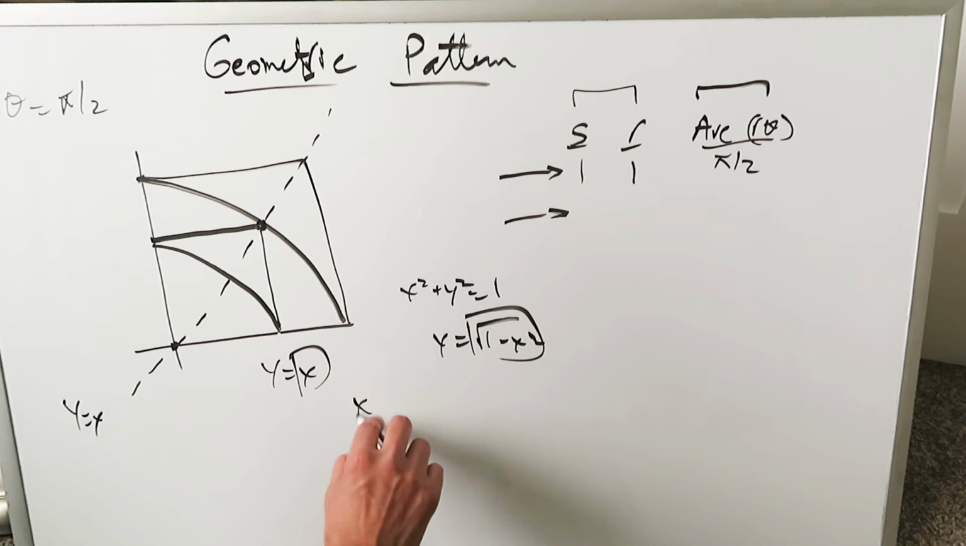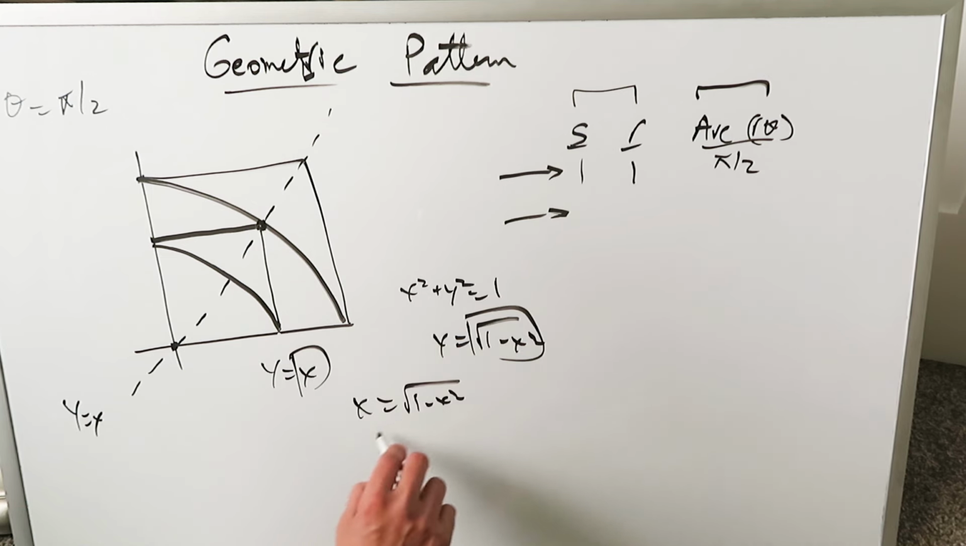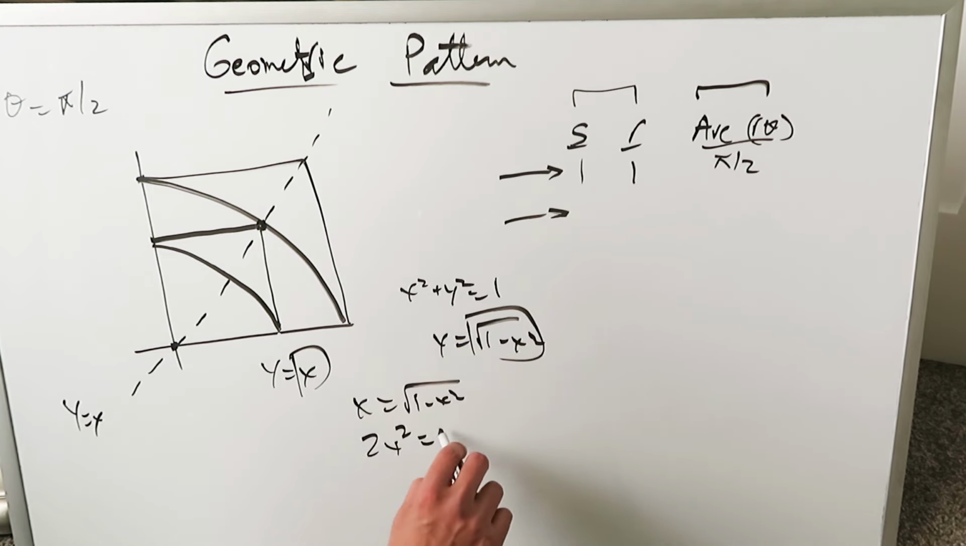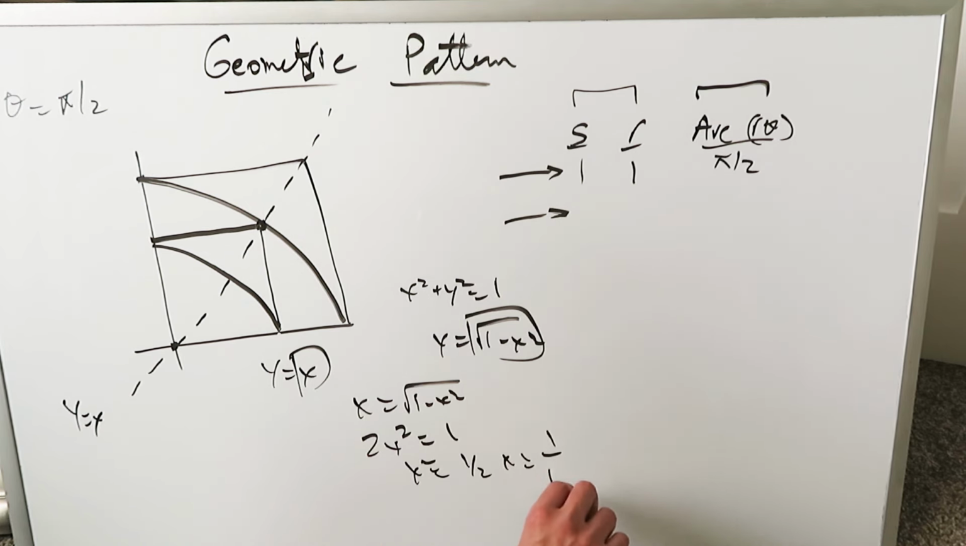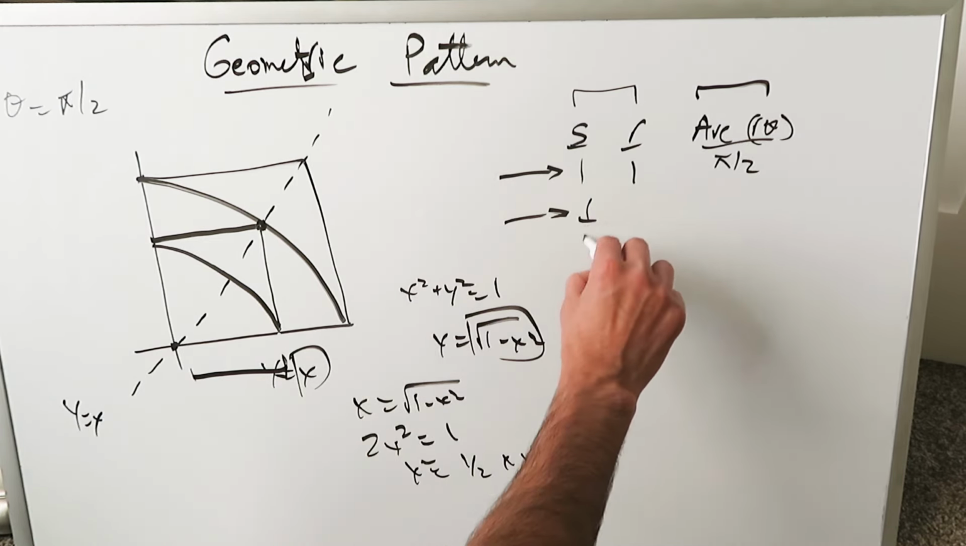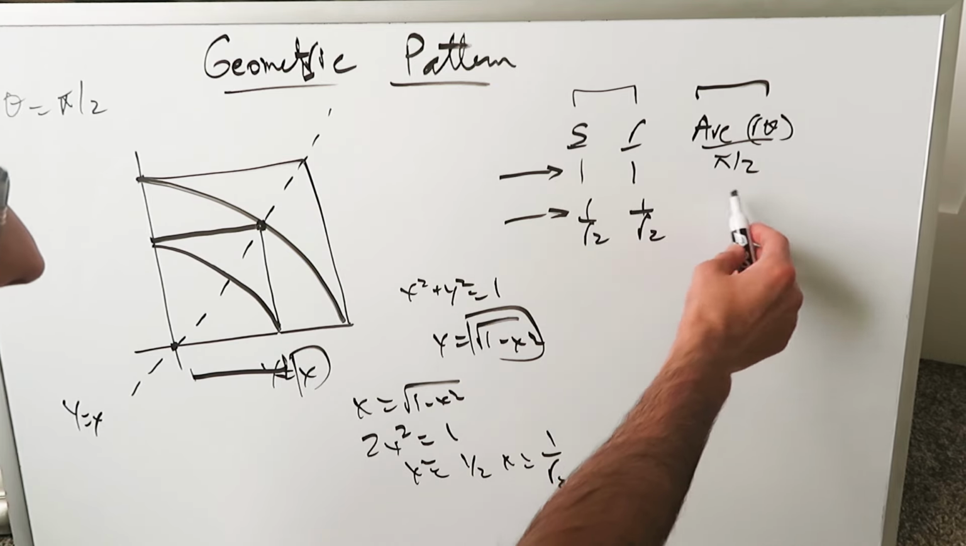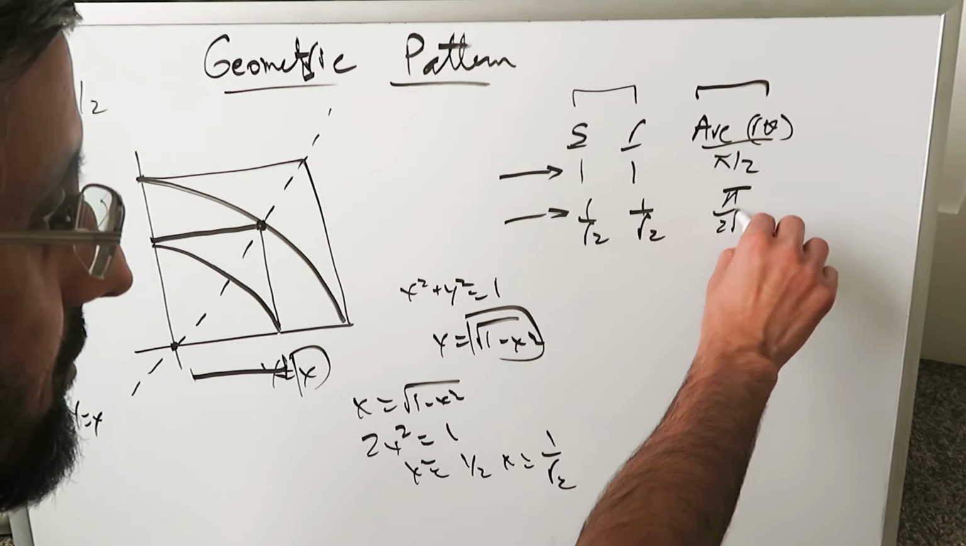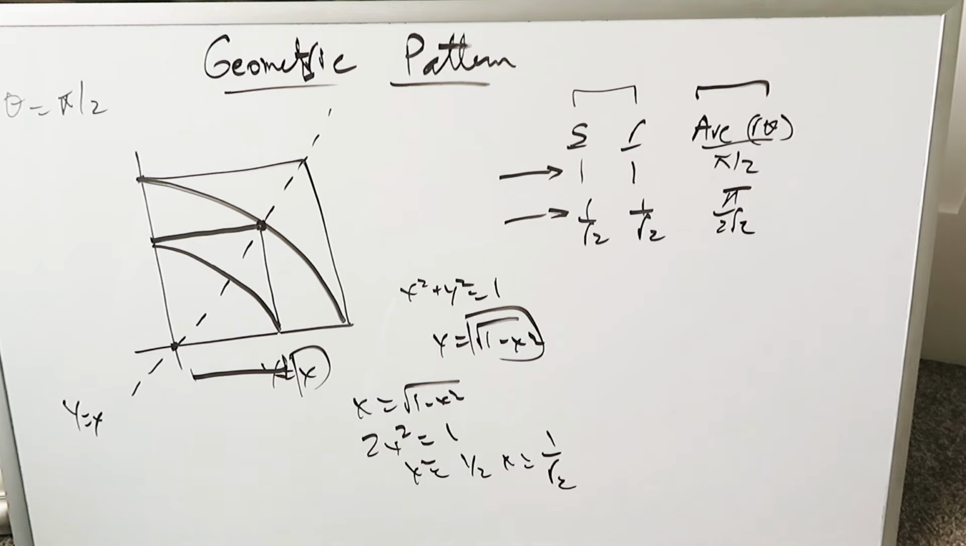Anyhow, you're seeing x is equal to root of 1 minus x squared. 2x squared is equal to 1, x squared is equal to 1 over 2, and x is equal to 1 over root 2. I did some mental math and I skipped steps. Anyhow, this is the dimension over here, 1 over root 2, and it will also be the dimension of the radius, and then you know this will be pi over 2 root 2 based on r theta.